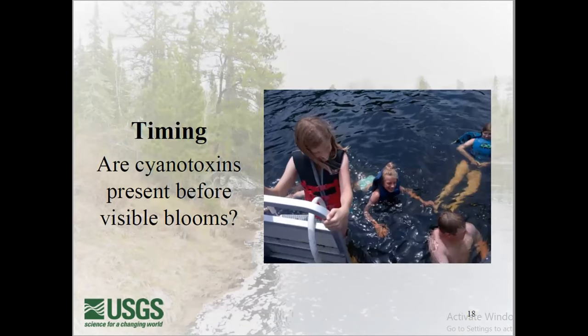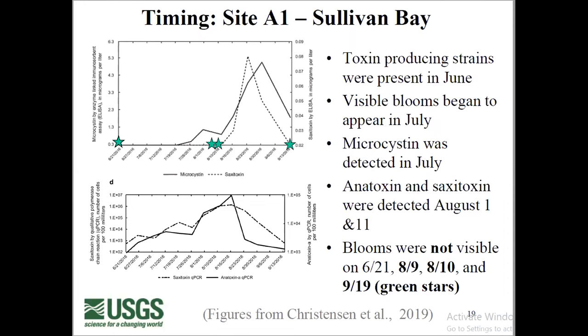Another question I had to do with the timing: are cyanotoxins present before visible blooms? We can see here that the lower graph shows toxin-producing strains, and these were present in June as soon as we began sampling. Visible blooms or more moderate blooms began appearing in July, and microcystin was first detected in July. Anatoxin and saxitoxin were first detected on August 1st and August 11th, respectively.